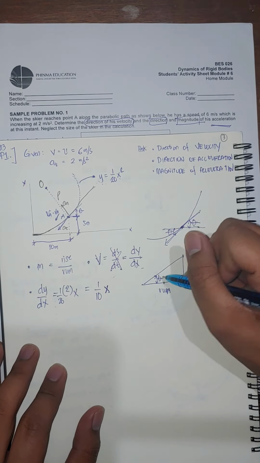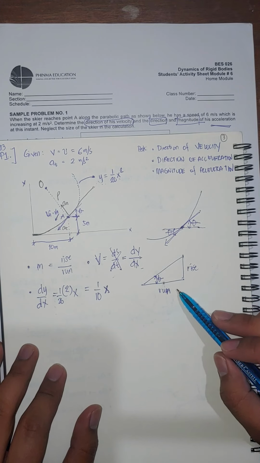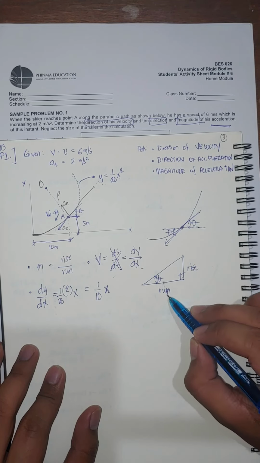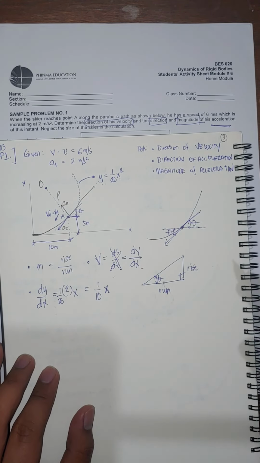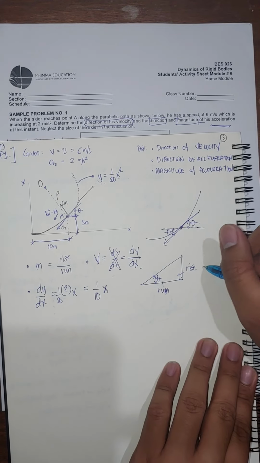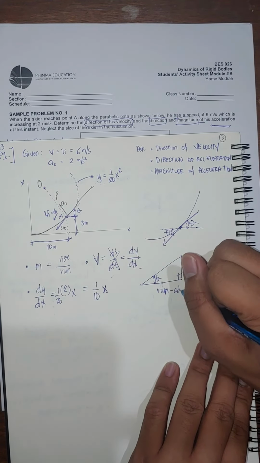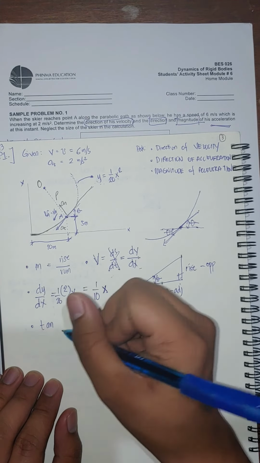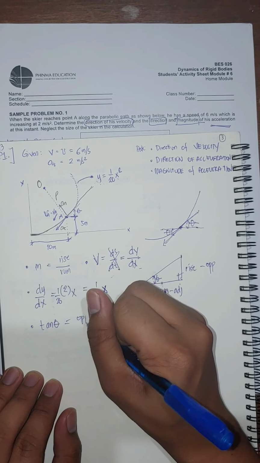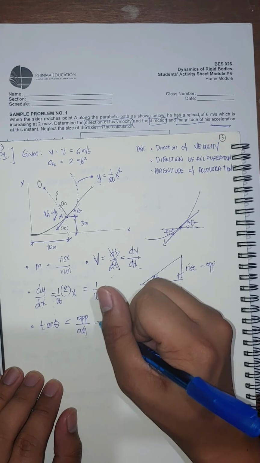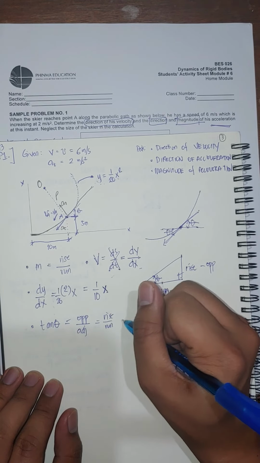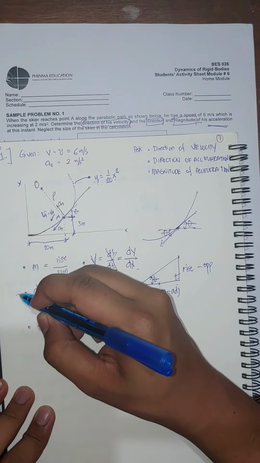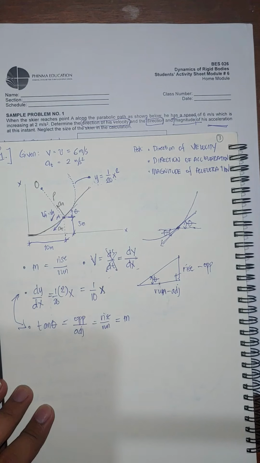So if this is theta, we can use a trigonometric function for rise over run. If you can see in the right triangle, this is the opposite over adjacent. Slope is the opposite over adjacent. So if you recall, the trigonometric function for opposite over adjacent is tangent theta, equal to opposite over adjacent, or rise over run, or simply the m or the slope. So let's connect the two. So there is a relationship.